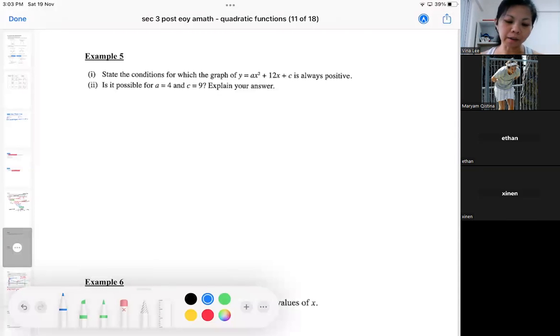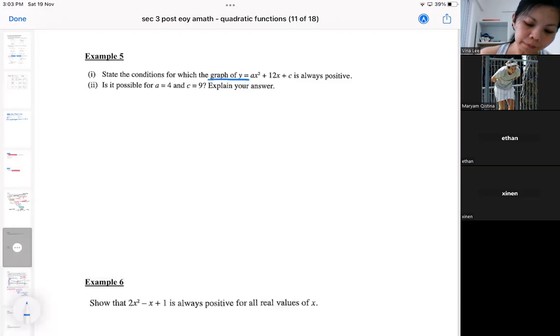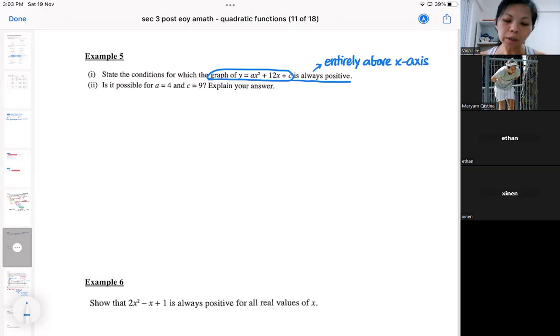For example 5, it has the same understanding as example 4b, because this is a graph. So this is a quadratic graph. And when they say it's always positive, it's the same understanding as it's entirely above the x-axis. And as we mentioned in example 4b, only a small graph can be entirely above the x-axis.